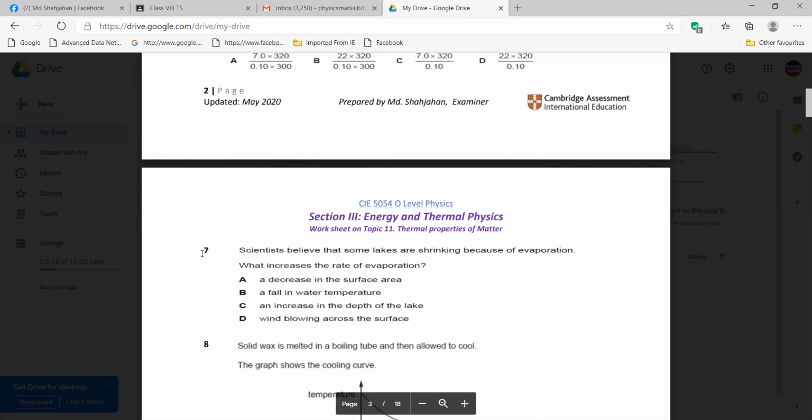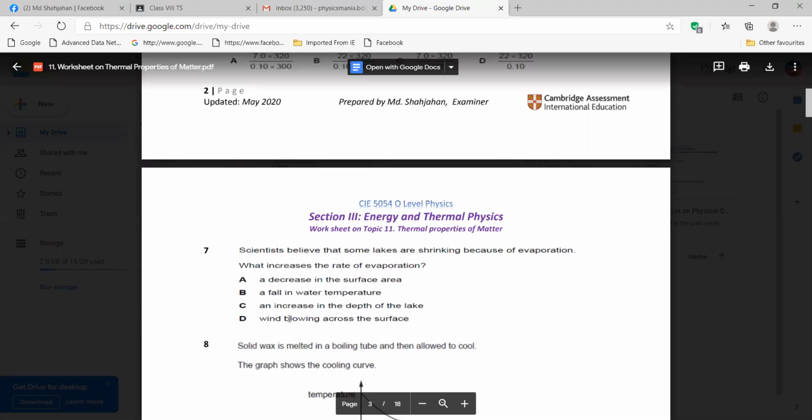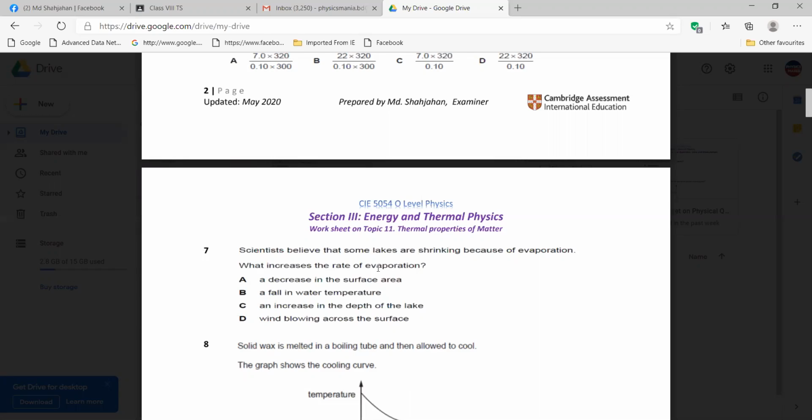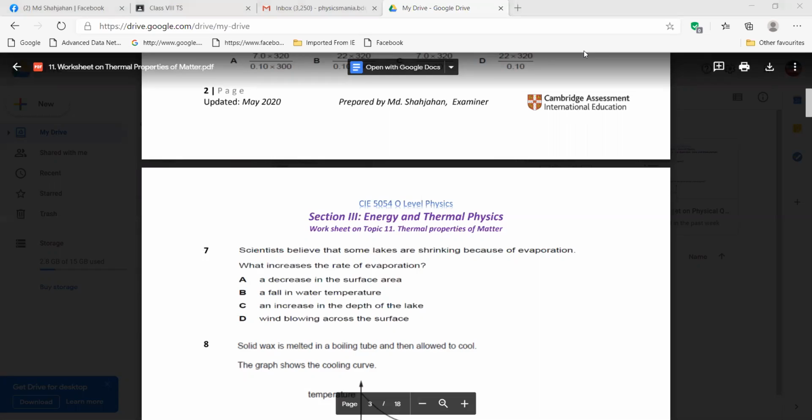So question number 7, can you read? Scientists believe that some lakes are shrinking because of evaporation. What increases the rate of evaporation? So tell me, what increases the rate of evaporation? Sir, an increase in the depth of the lake. Check your copy. In your copy, I gave the notes, when evaporation will increase and when evaporation will decrease. Check the notes and tell me then.